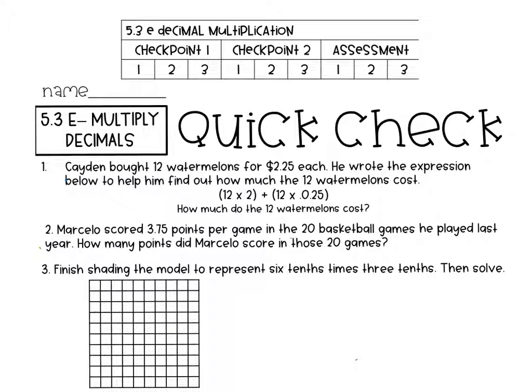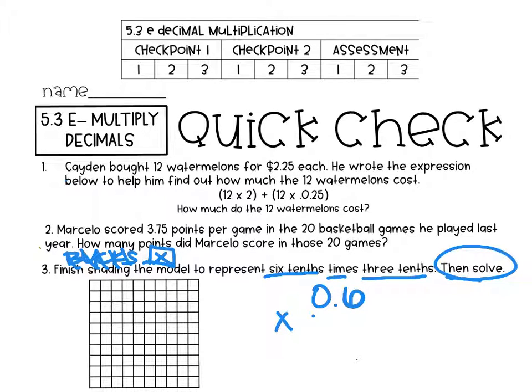So it says, finish shading the model to represent 6/10 times 3/10 and then solve. Okay? So I'm obviously multiplying. All right, so I've got to do 6/10 times 3/10. Now I'm just going to go ahead and write this just so I have it for myself. So I have 6/10 times 3/10 lined up against the wall. This is going to go horizontal and this will go vertical. So let's go ahead and do this.